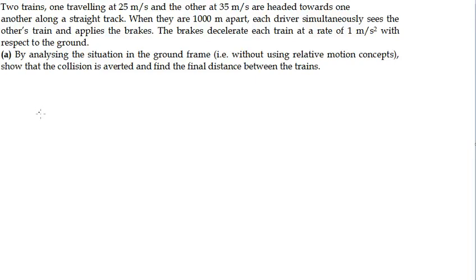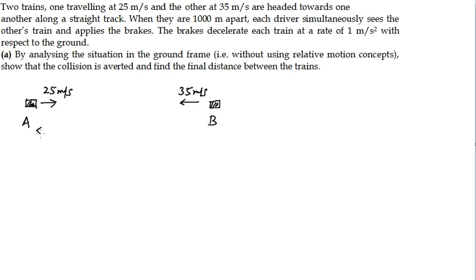In this problem you have two trains, and let us call them A and B. So this is train A, and on the same track you have another train which is called B. Now train A is moving in the rightward direction at a velocity of 25 meters per second, and train B is moving in the leftward direction at a velocity of 35 meters per second.